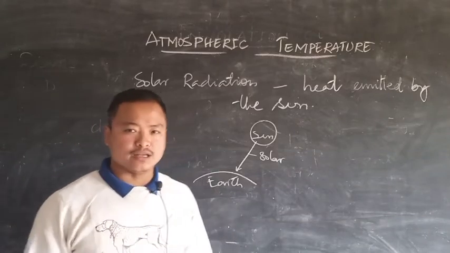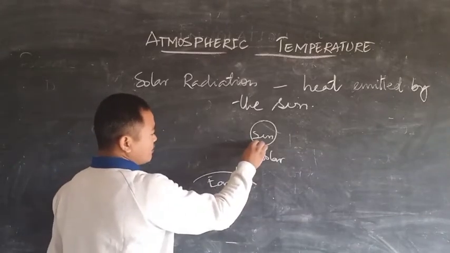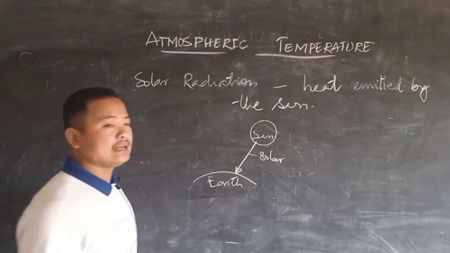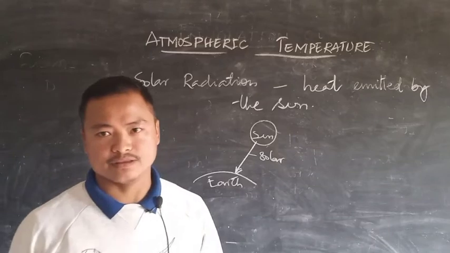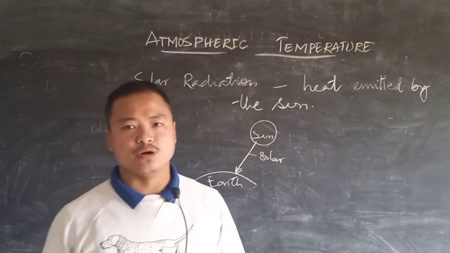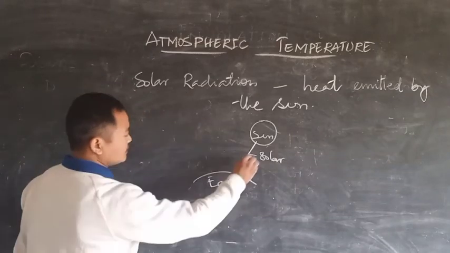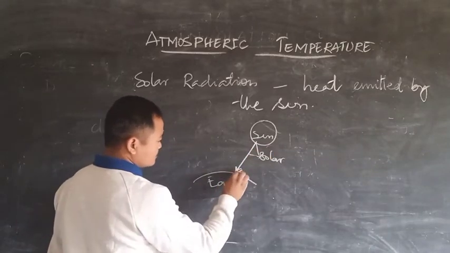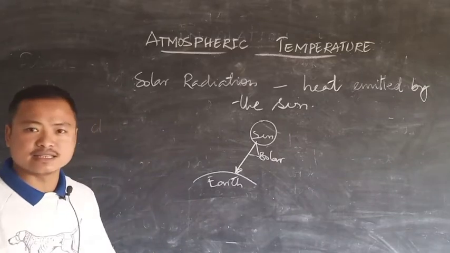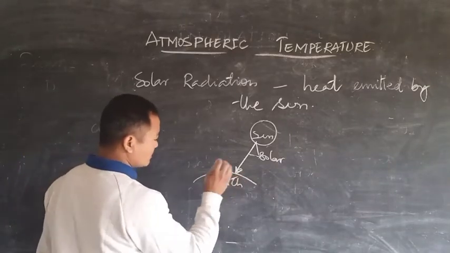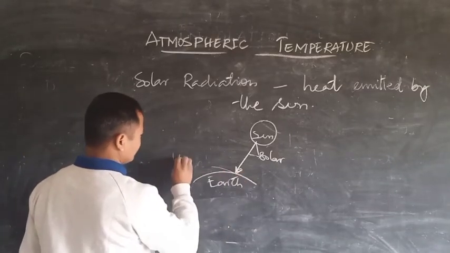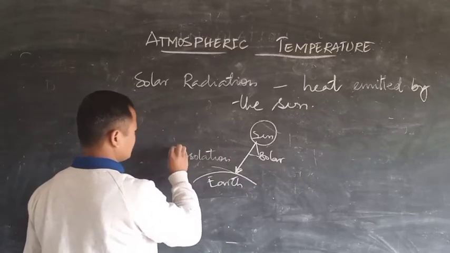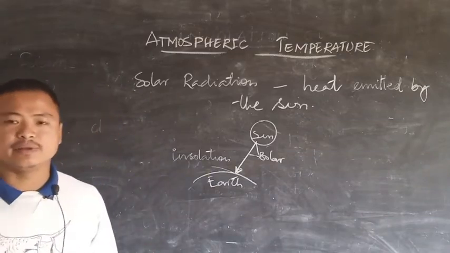This solar radiation that is emitted out of the sun reaches the earth's surface and hits the earth's surface, not just the earth's surface but also its atmosphere. Here, as it comes out, it is known as solar radiation, but as soon as it reaches the earth and starts hitting the earth's surface, on the receiving end for the earth it becomes insolation.